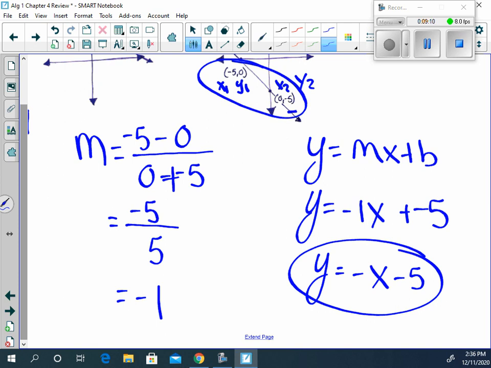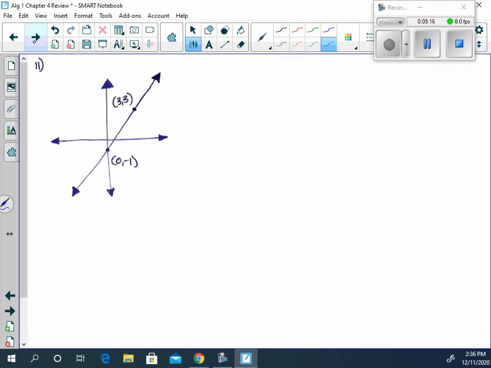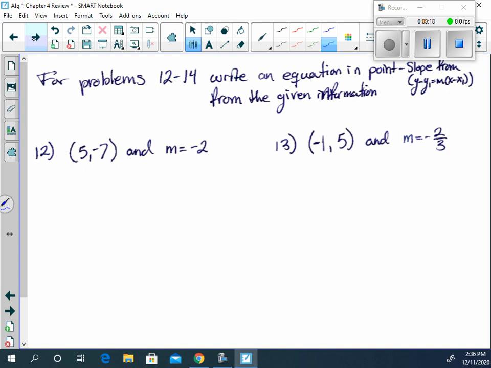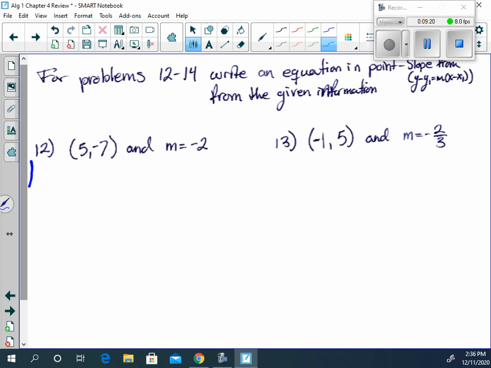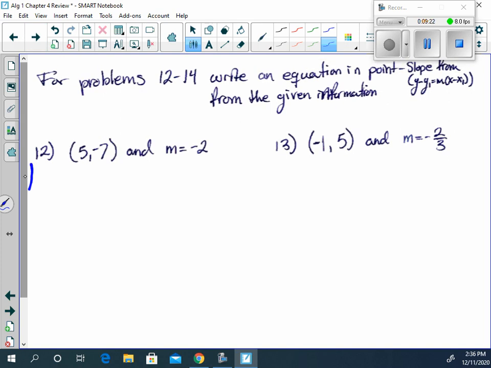Okay. So we'll look at what's next. You ready for next? Write an equation in point-slope form from the given information. Point-slope form is y minus y1 equals m times x minus x1.